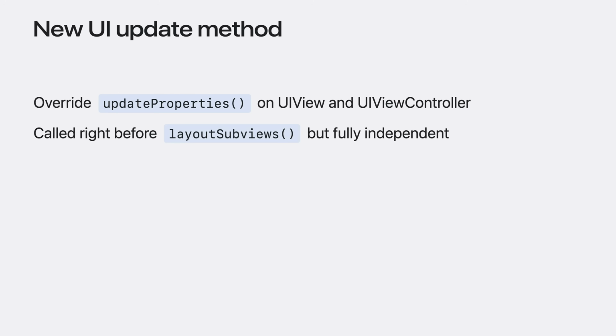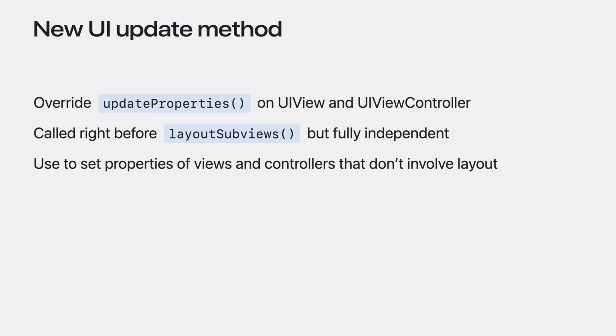It runs just before layout subviews, but is independent, letting you invalidate properties without forcing the layout, and vice versa, so you avoid extra passes and gain fine-grained updates. Update properties complements, not replaces, layout subviews. Use it to populate content, apply styling, or configure behaviors.